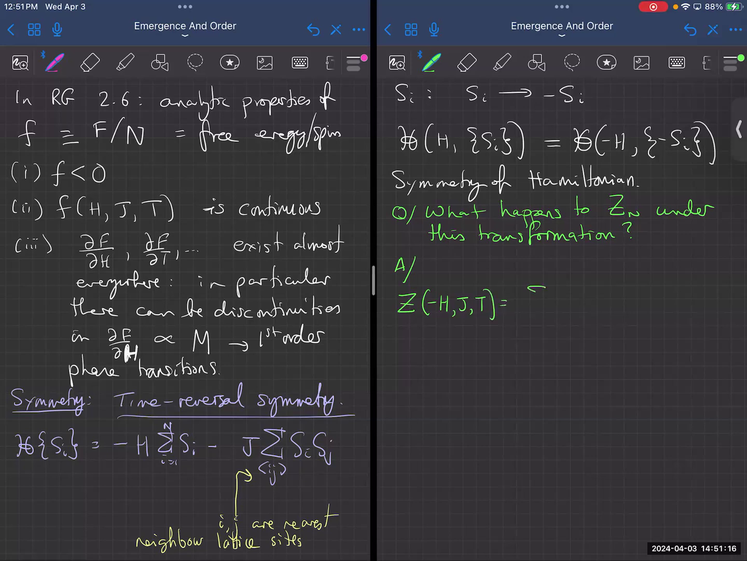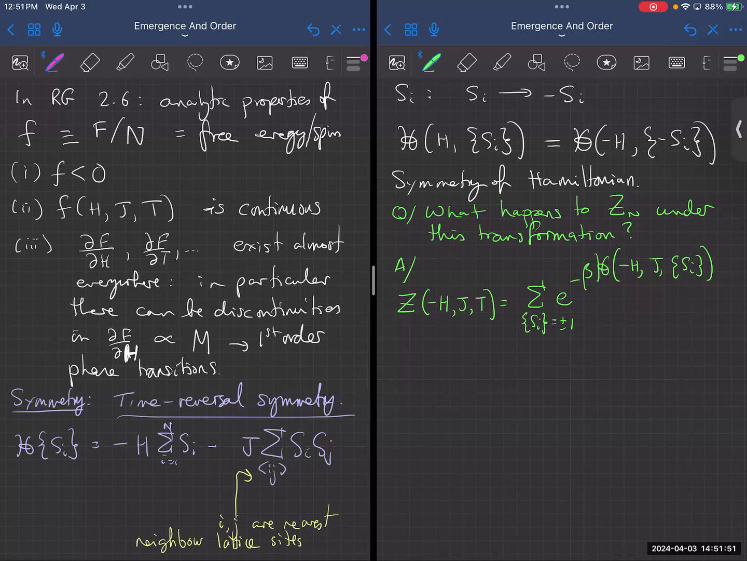So there's the partition function. This is the trace over all the spin variables being plus or minus 1, e to the minus beta times the Hamiltonian. Now I'm going to write in the arguments of the Hamiltonian. So it's minus h, j, and then the spin variables. By definition, that is what I mean by Z as a function of minus h. Whatever is in this first argument, I make it minus, and so I've got a minus in here. That would change this h to minus h.